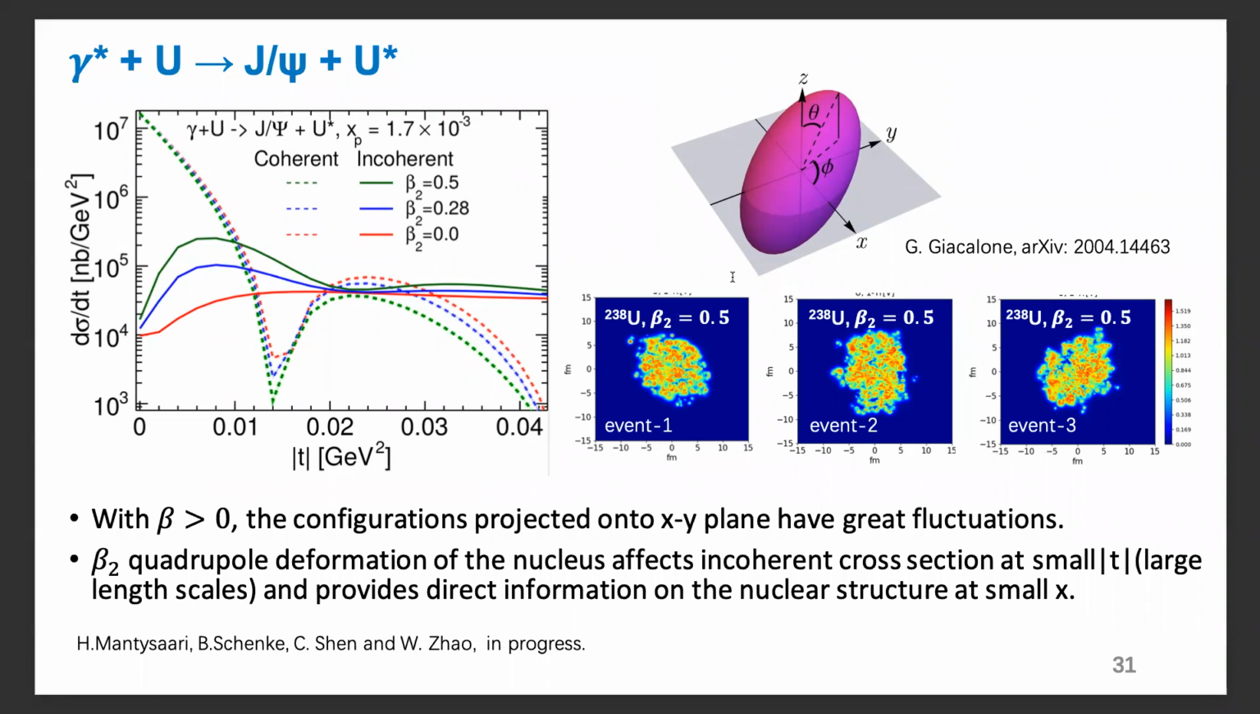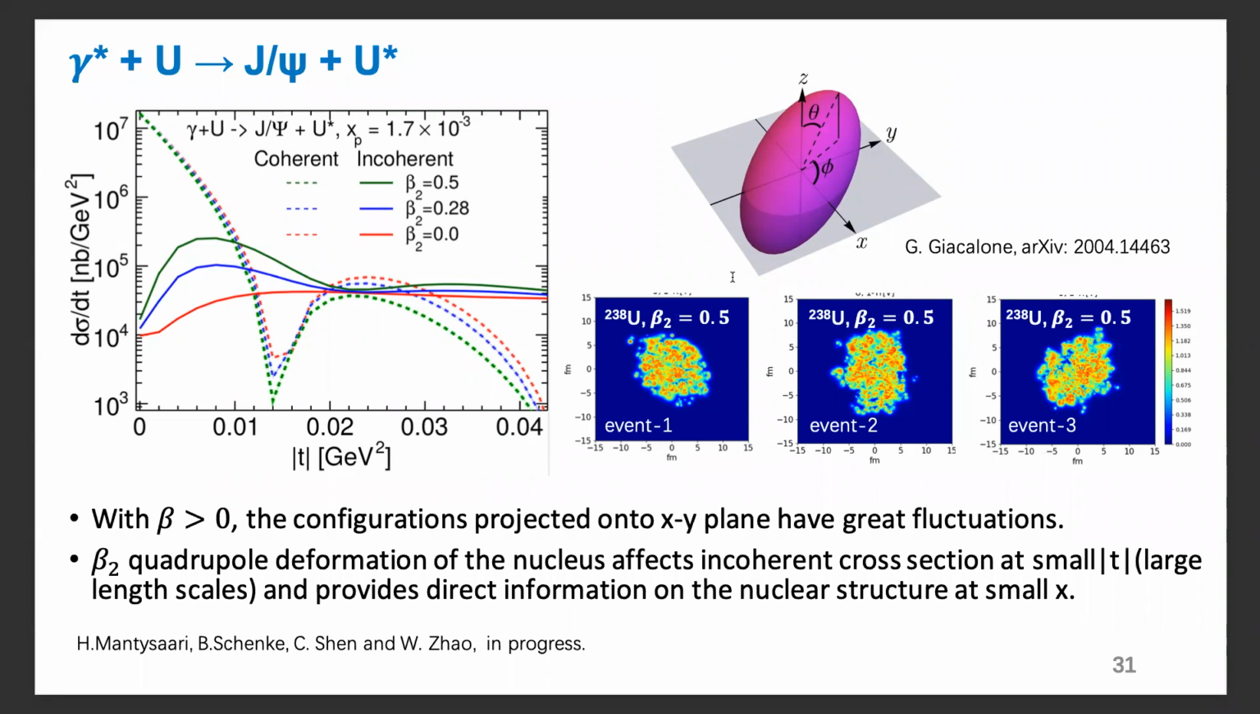This is because the uranium has a random 3D rotation, and with non-zero beta 2, or non-zero deformations, these random 3D configurations project onto the XY plane, and the projections will have event-by-event fluctuations. Then these fluctuations translate into the incoherent cross sections. Since beta 2 controls the deformations at a large length scale, when we do the Fourier transform to momentum space, it translates into the small t regions. So that's why we see the huge difference at low t regions with different values of beta 2.